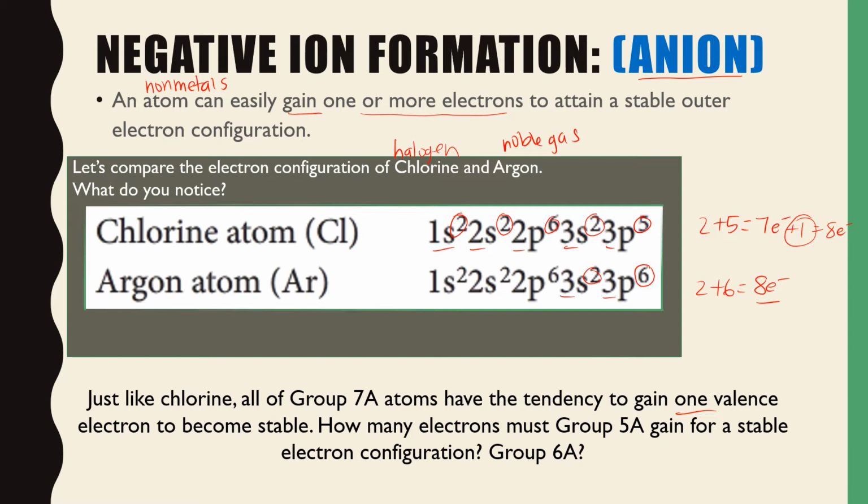How many electrons must group 5A gain for a stable electron configuration? Well, the goal is to get to 8. So 5A elements are going to gain 3 electrons to have a noble gas configuration, and group 6A elements are going to gain 2 electrons to have a complete octet or a noble gas configuration.